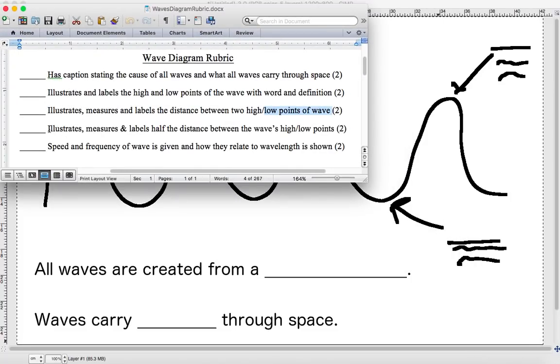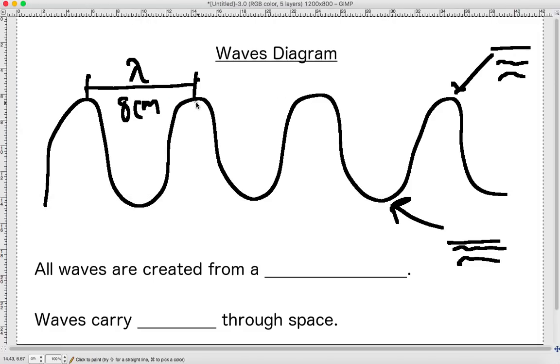Okay, so the next thing that you need to do is illustrate, measure, and label half the distance between the wave's high and low points. So here's the high point, here's the low point. Half of that distance is going to be your amplitude. So this distance is also the distance from the resting point of the wave to the high point or the low point. So the resting line would be where this medium would be, whatever is excited, if it wasn't excited, if there wasn't any energy in the system.